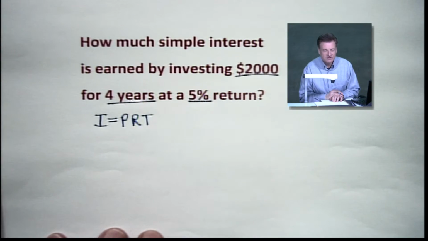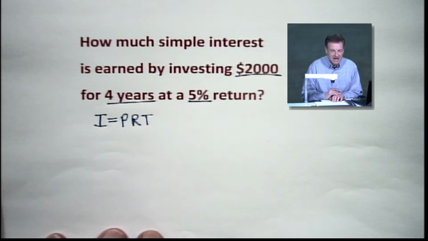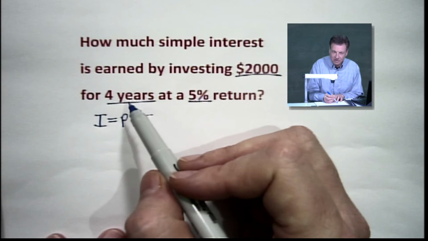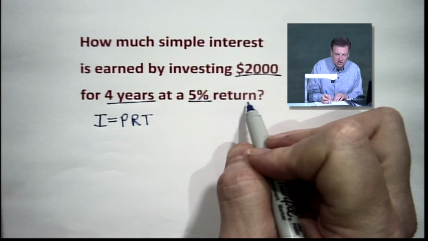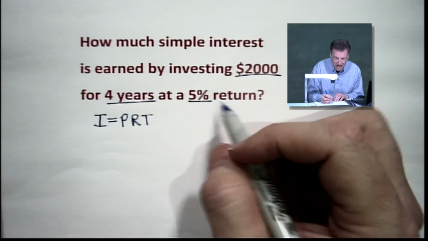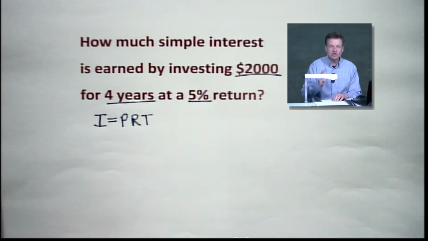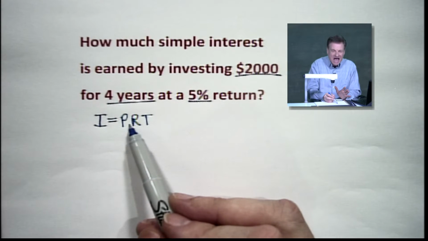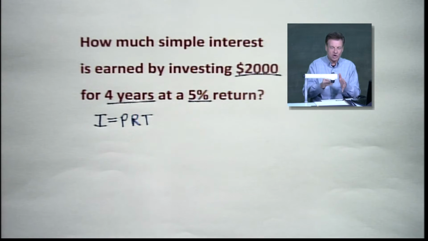So you say, well, Ernie, what do those things represent? This is the principal, how much we put in. The 4 years, that's the time, and notice it's in years, so we're just going to use the number 4. It's going to be very simple. And at a 5% return, that's the rate. Now, did we put a 5 in there for that? No, we will change that percent to a decimal. And then the formula says principal times the rate times the time, all three elements working together.